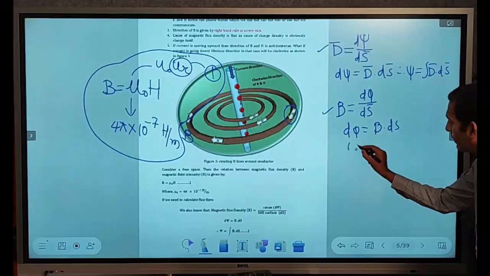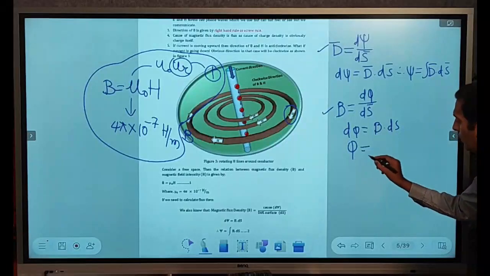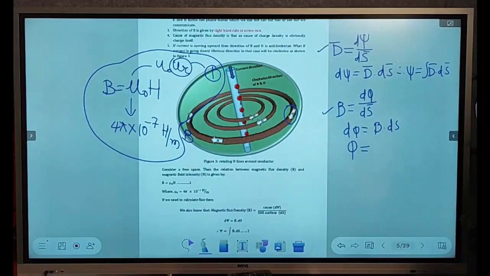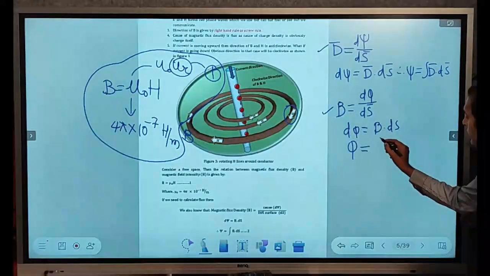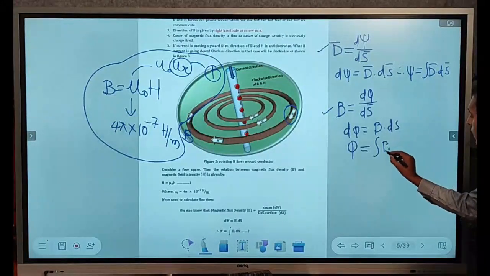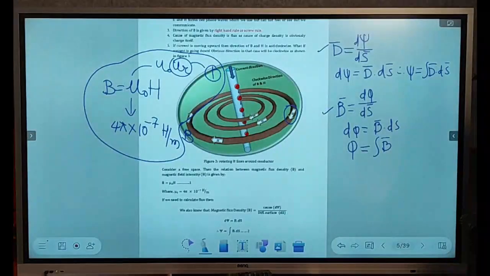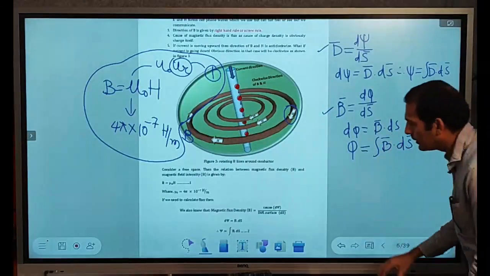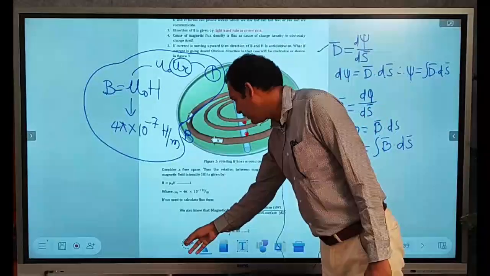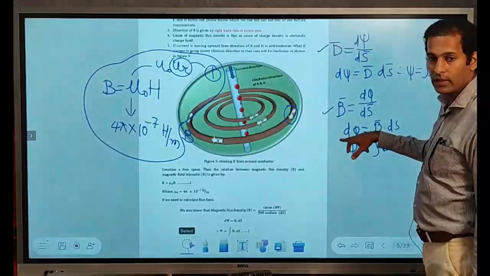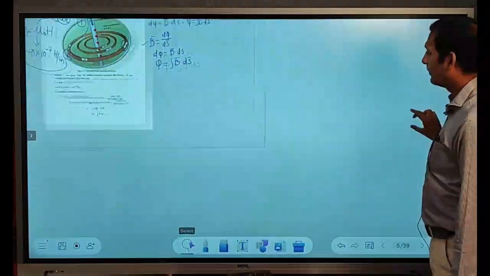So if we want to calculate the total flux, what will it be? This side we have to take integration. So it will be the integral of B, which is also a vector, so we write B bar dot dS bar. Is it clear? Now what is this thing? In more detail we will discuss. Here we have both electric and magnetic concepts.